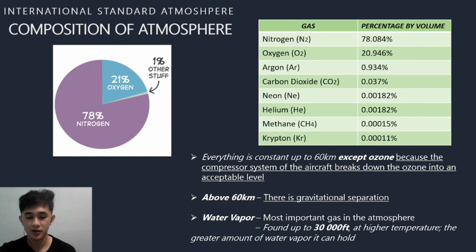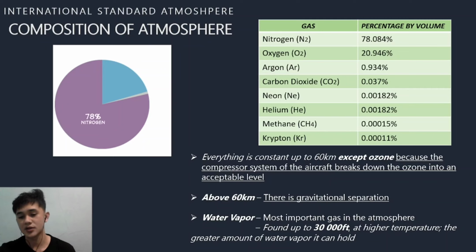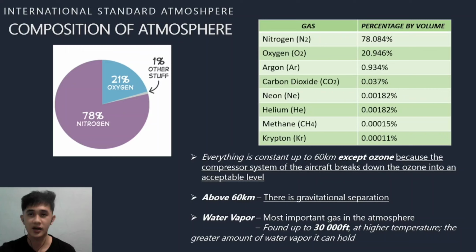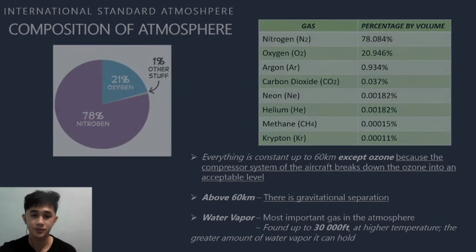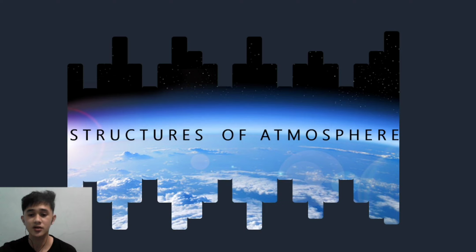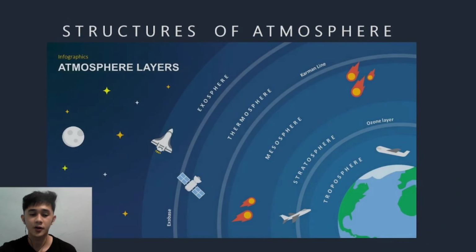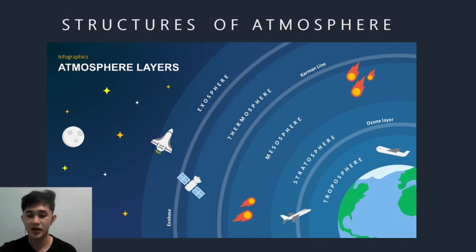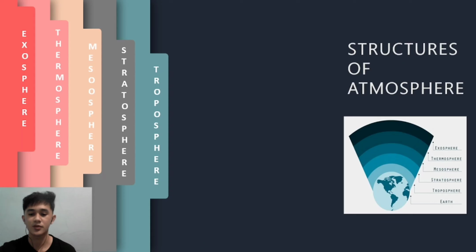In addition, the most important gas in the atmosphere is water vapor, which we can find up to 30,000 feet. With higher temperature, the greater amount of water vapor it can hold. Then, let's proceed to the structure of the atmosphere, where based on the infographics, we can see that there are 5 layers of atmosphere: the troposphere, stratosphere, mesosphere, thermosphere, and exosphere.